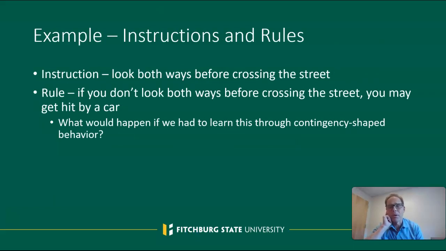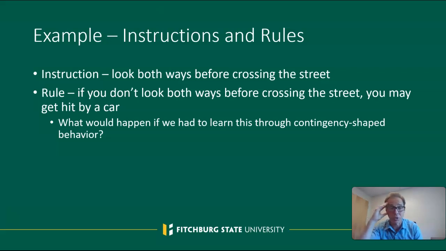When we think about an example that illustrates the importance of rule-governed behavior and the use of instructions, we might have an instruction that is, look both ways before crossing the street, okay? That's purely a description of what you want the learner to do. Doesn't speak to contingency, doesn't speak to outcomes. It's just, here are the instructions. Here's what I want from you. The instruction is, look both ways before crossing the street. Now, the rule that might be attached to that instruction could be, if you don't look both ways before crossing the street, you may get hit by a car. Okay, now we're fleshing this out a little bit.